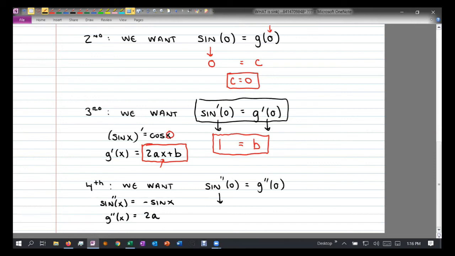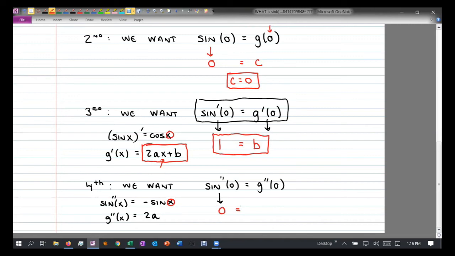figure out what this is. So I'm going to plug 0 into the second derivative. So I plug 0 in right here for this x in red there. Sine of 0 is already 0, right? So the left side here is 0, right? And then what's the right side? 0.